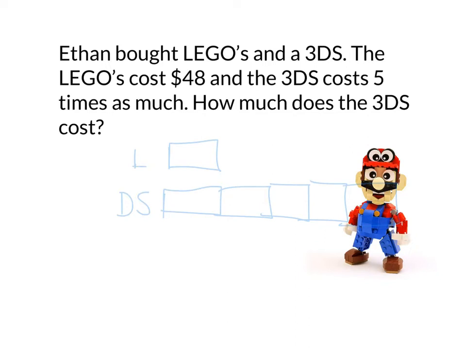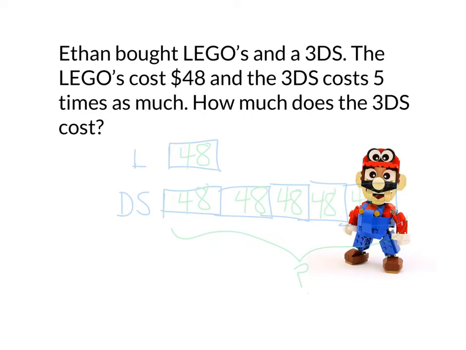All right, so Ethan, do I know the value of any of those bars? Yes. What do I know? The Legos cost $48. Good. Do I know the value of the DS yet? No. No, so that's what I'm trying to find. But do I know how much each section is? Yes. How much is each section? $48.